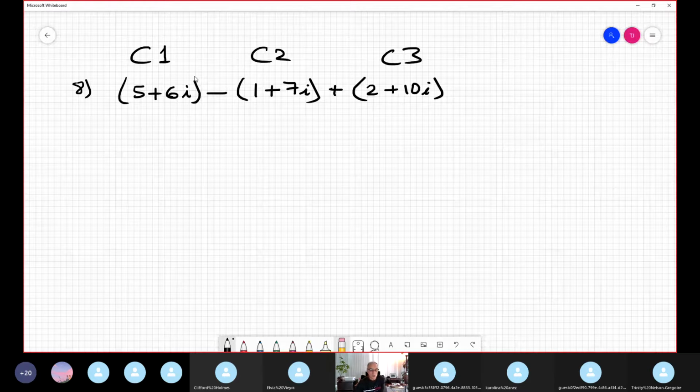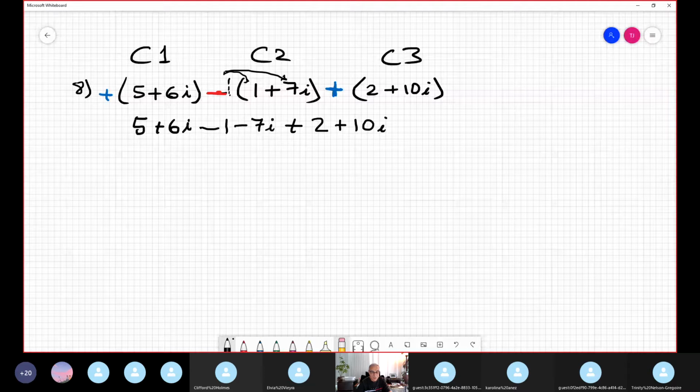The first uses subtraction, this minus. And the second, addition. But I don't care because automatically I remove the parentheses. 5 plus 6i stays the same because by default you're supposed to get this sign as positive. The second, no, because it's supposed to get a negative, like an invisible -1, and when you apply the distributive property, obviously it changes the sign of complex number 2. So -1, -7i. And the third stays the same, +2, +10i.